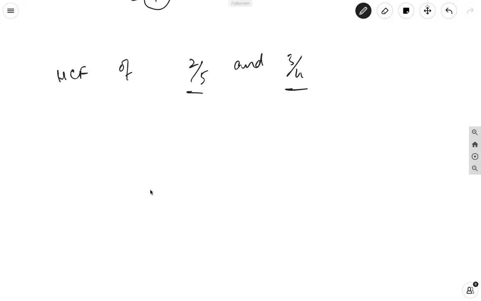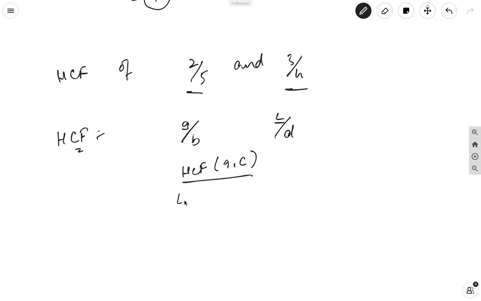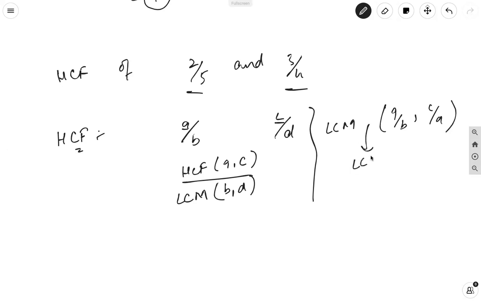HCF of 2 by 3 and LCM of 5 by 4. In case of fractions, first generalize this. Let's suppose we have two fractions, A over B and C over D. If you're asked to find the HCF, that will be the HCF of the numerators A and C, divided by the LCM of the denominators. And in case of LCM, for the same A over B and C over D, that will be the LCM of numerators A and C over the HCF of denominators B and D.